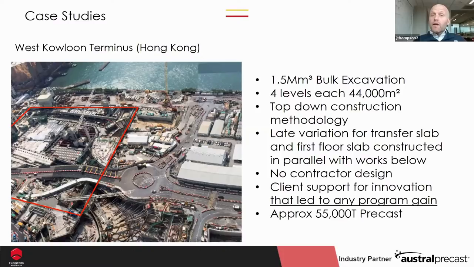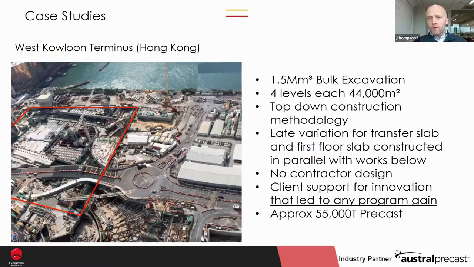A key thing, and one of the things we'll touch on here, is that we had a very late variation for a new ground floor slab and a transverse slab above that, which was constructed in parallel with the West Kowloon Terminus structure works as that went down below. So a real logistical headache. There was no contractor design at WKT. That's really important to point out. But what the client absolutely supported was anything that led to a program gain.